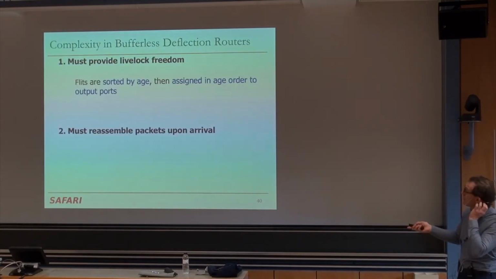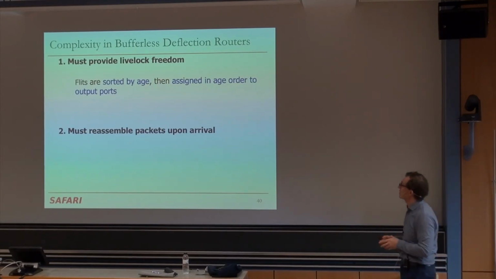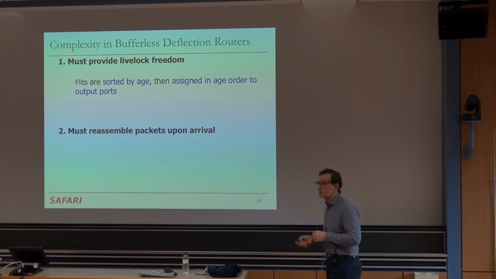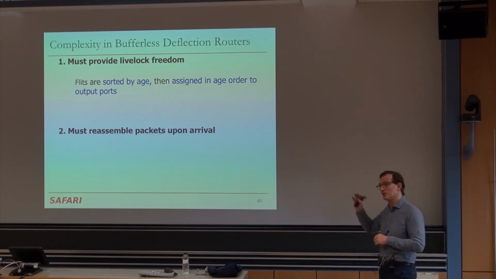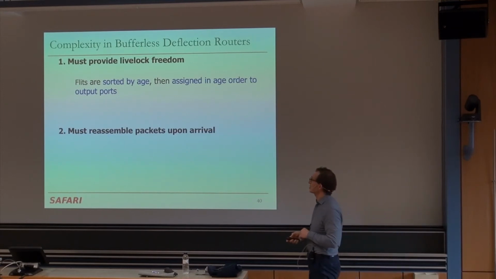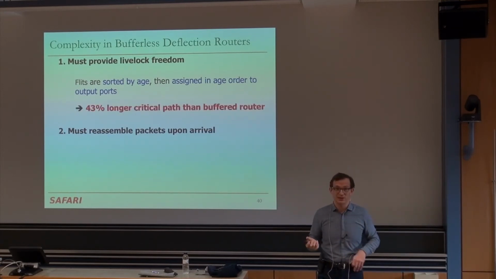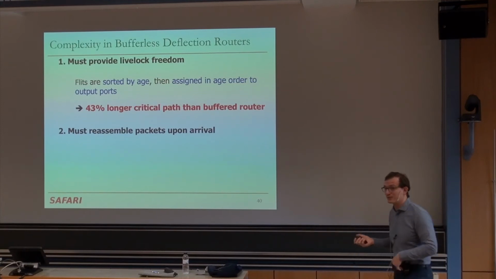So first of all, how do you provide live lock freedom? You sort the packets by age, oldest first routing, and then assign in age order to the output port. For each output port, you decide what is the oldest flit that wants that output port. That's the output port arbitration. It turns out this leads to a significantly longer critical path than a buffered router.